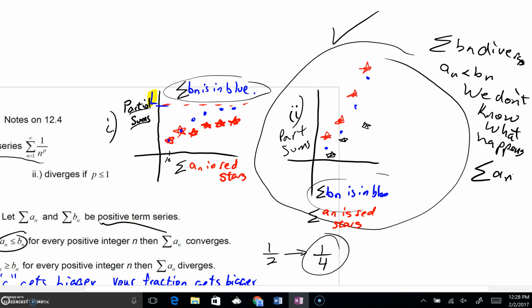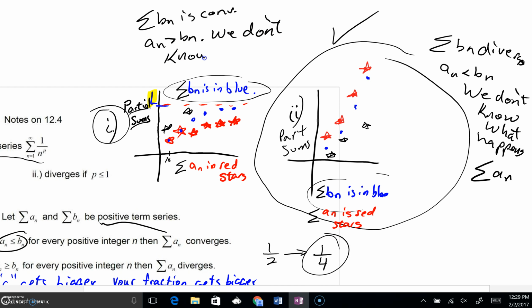By way of comparison, you could say, what if, in number 1, you're told that B sub n is convergent, but I'm telling you that A sub n is bigger than B sub n term by term? In other words, your black stars are bigger than the blue dots. Who's to say that the black stars might not launch off towards infinity? Maybe they're going to level off, maybe they won't. The bottom line is we don't know. We don't know if that series A sub n converges or diverges.